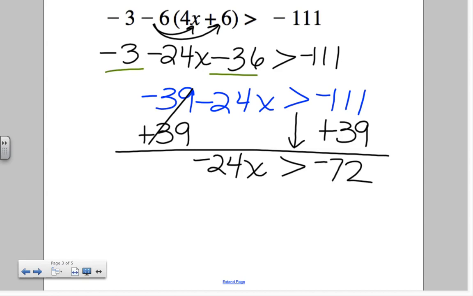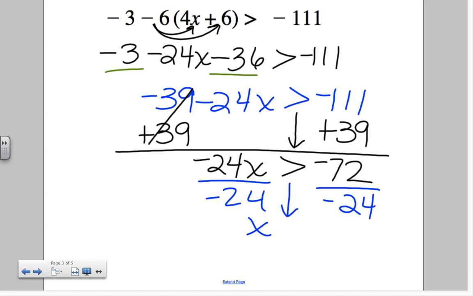Does my work look okay? When I combined, I put a positive 39 on both sides. Now to get rid of multiplication, I'm going to use division. Hopefully you guys use division as well. And when I bring my inequality symbol down, I'm going to flip it. You agree? Okay. So instead of greater than, x is going to be less than positive 3.